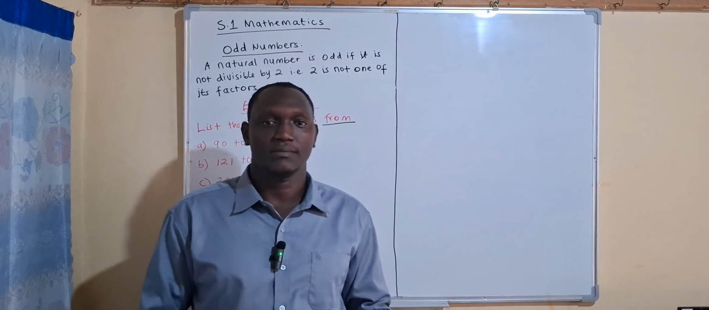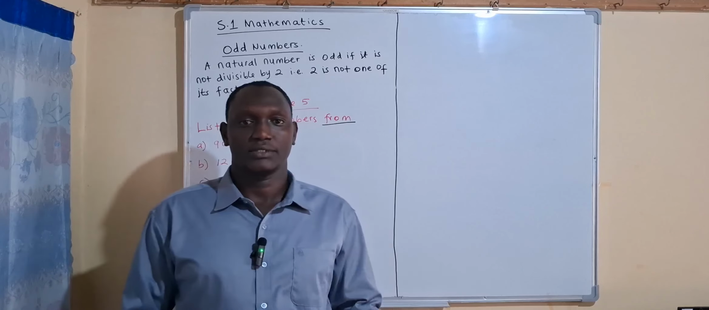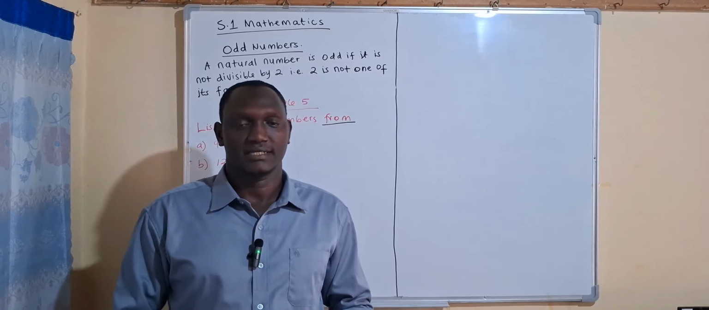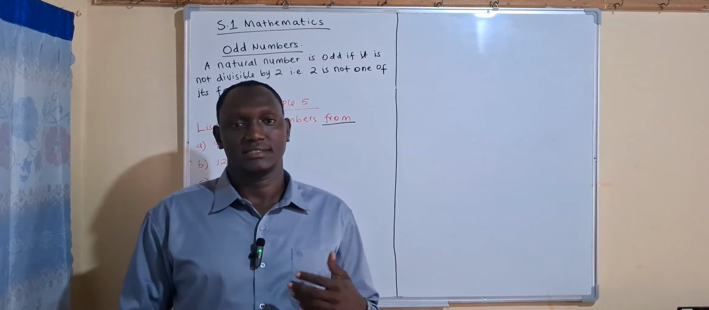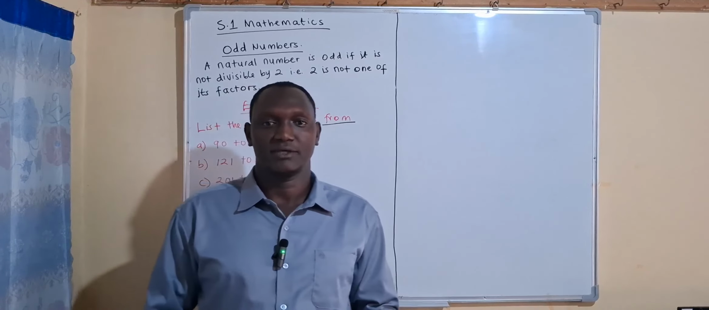We are looking at odd numbers, and by definition, we have said an odd number is a number for which 2 is not a factor. In other words, it is a number that cannot exactly be divided by 2.